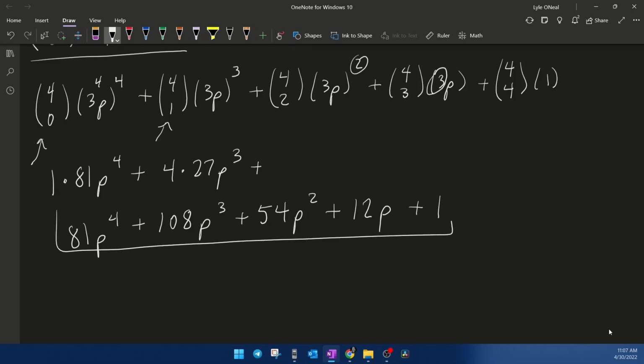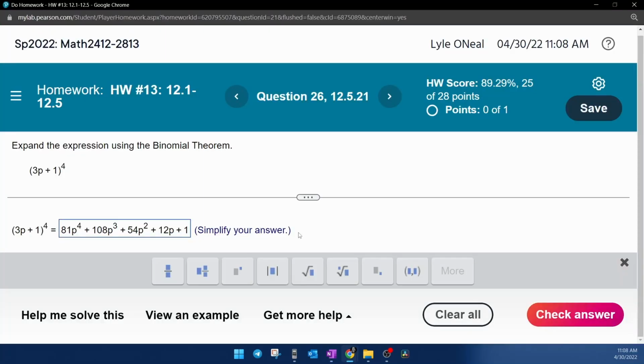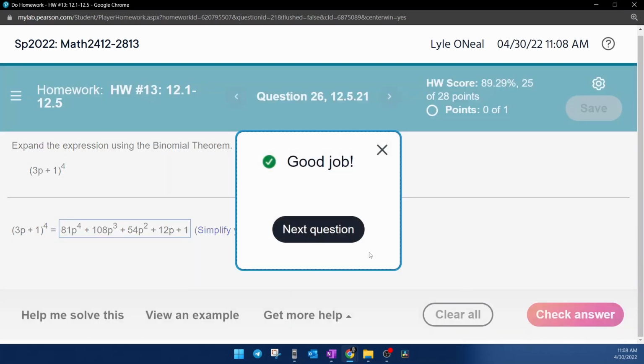And now we have our binomial expression. So at this point, we need to take all 5 of these terms and input them into our MyLab Math. And not boring you with me inputting all of that into the box, I've input our binomial expression, and it's correct. And that's going to do it for this problem.